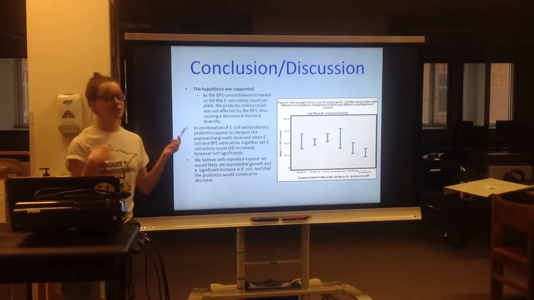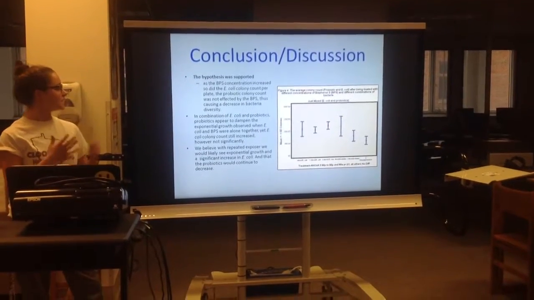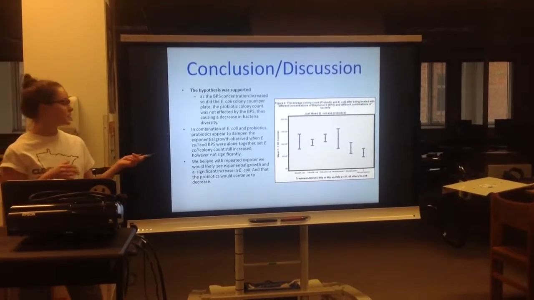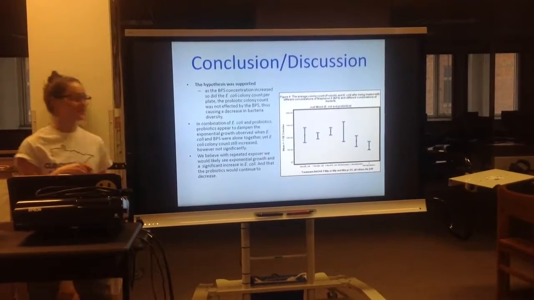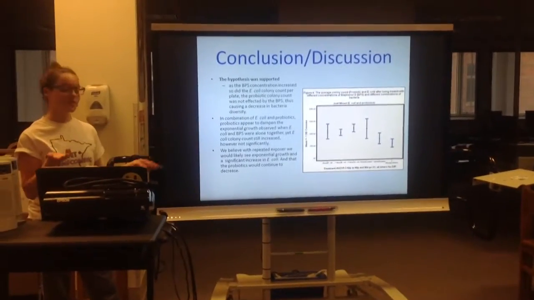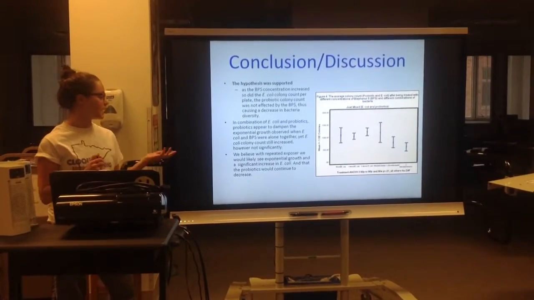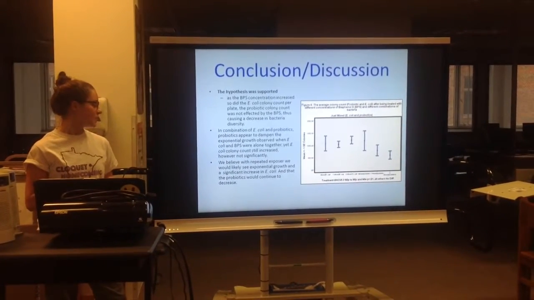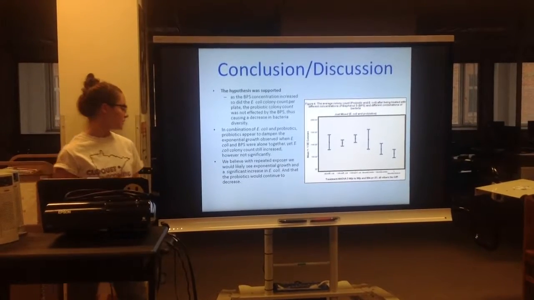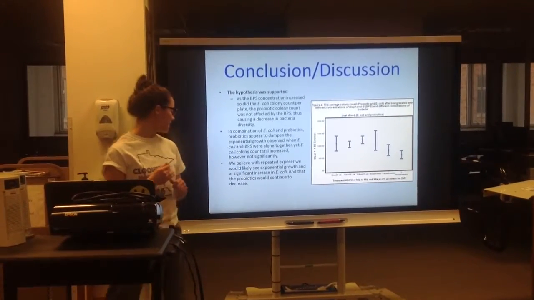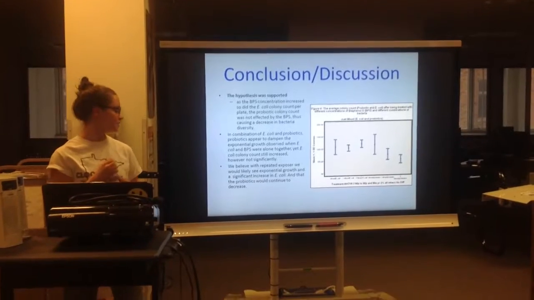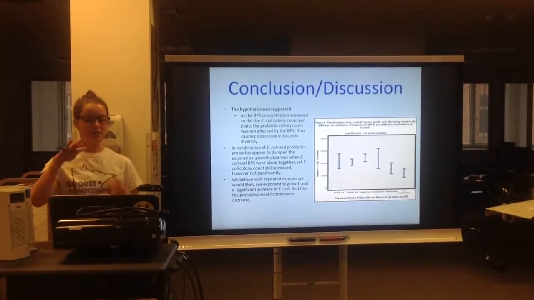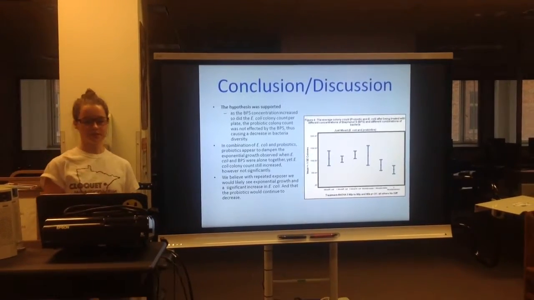In conclusion, the hypothesis was supported. As the BPS concentration increased, so did the E. coli count per plate. The probiotic colony count was not affected by the BPS, causing a decrease in bacterial diversity overall. In combination of the E. coli and probiotics, the probiotics appear to dampen the effect on the E. coli bacterial count, and the probiotics seem to decrease. However, we believe with repeated exposure we would likely see exponential growth of the E. coli overall, because as the probiotics continue to decrease, we expect that the E. coli would continue to take over.